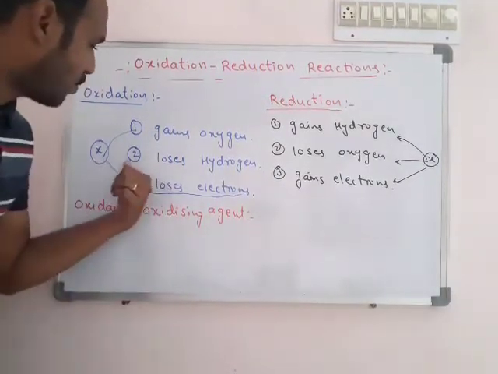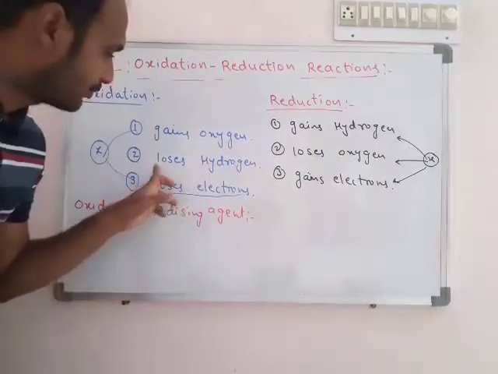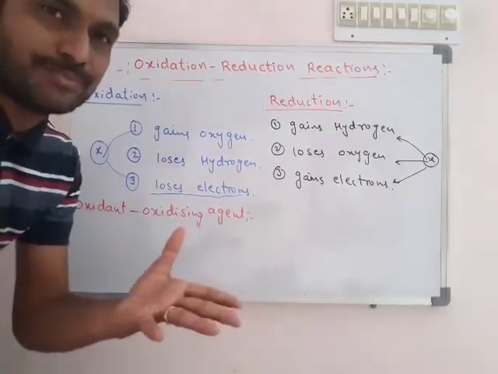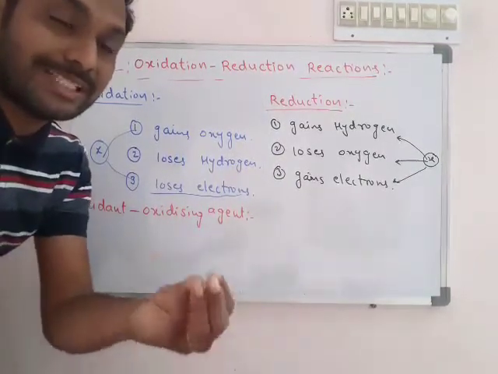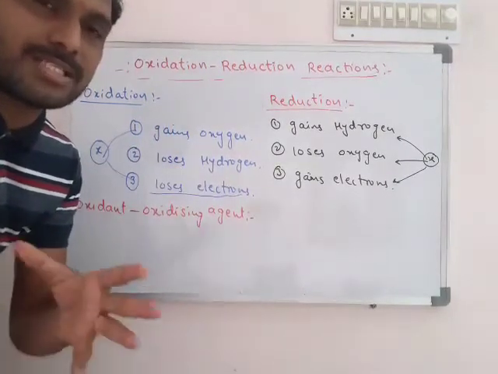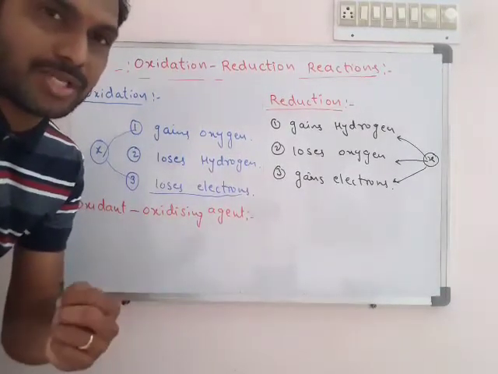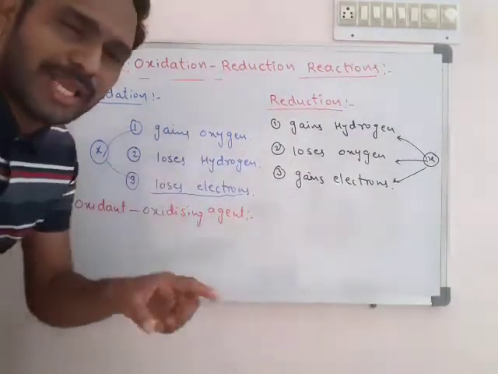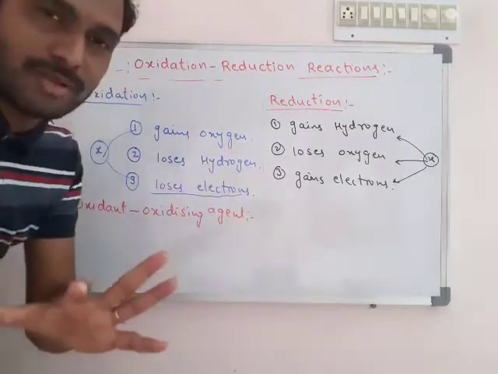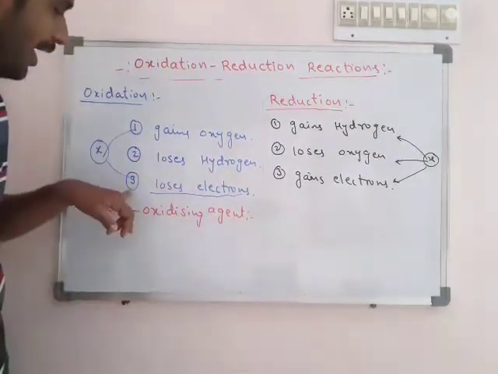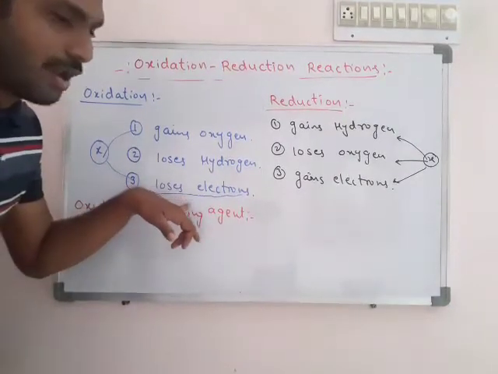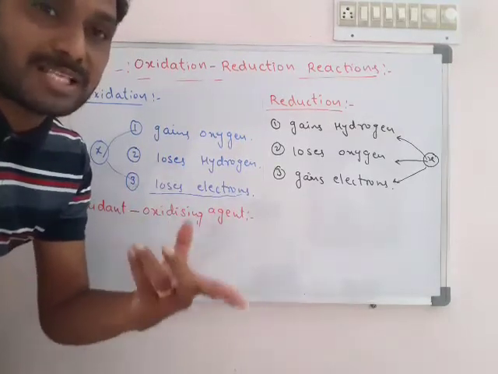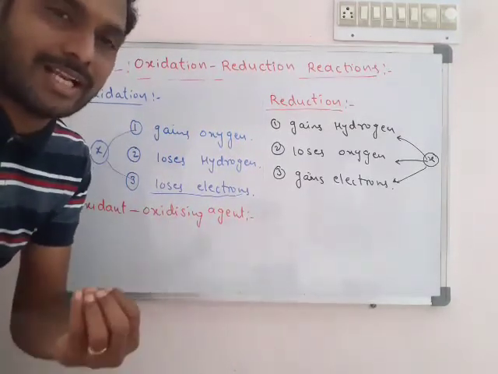For example, if X wants to oxidize, what is the other chance? It should lose hydrogen atoms. To lose hydrogen atoms, there must be another species ready to take those hydrogen atoms. Next, any one of the three will make it oxidized. X loses electrons. Just losing electrons is not a simple method. To lose electrons, there must be another species ready to take those electrons.